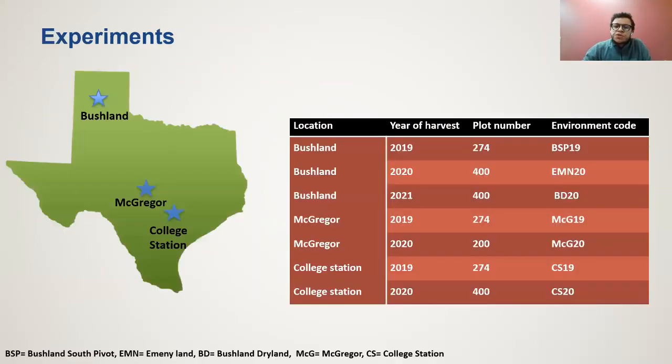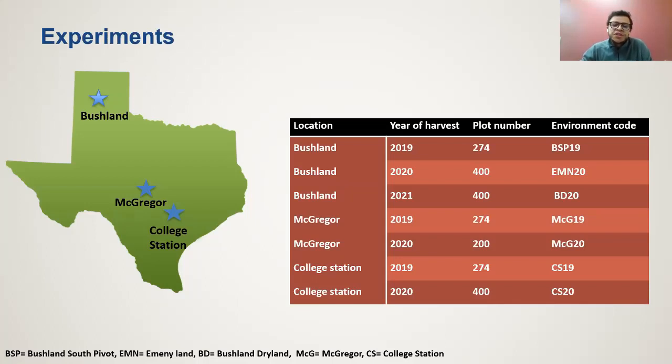This slide shows the summary of my experiment, and we have 3 locations across Texas. Those are Bushland, McGregor, and College Station, and we planted our experiment using an alpha lattice experimental design with two replications in 3 years. We can see the environmental codes in the last column. We used the abbreviation of location and year when we describe the environment. And also we can see the plant number.